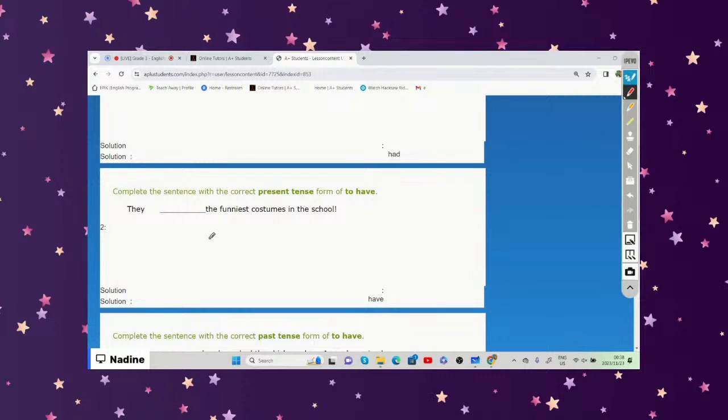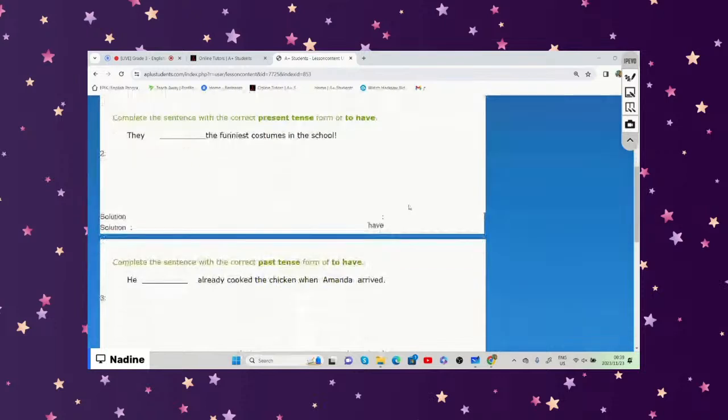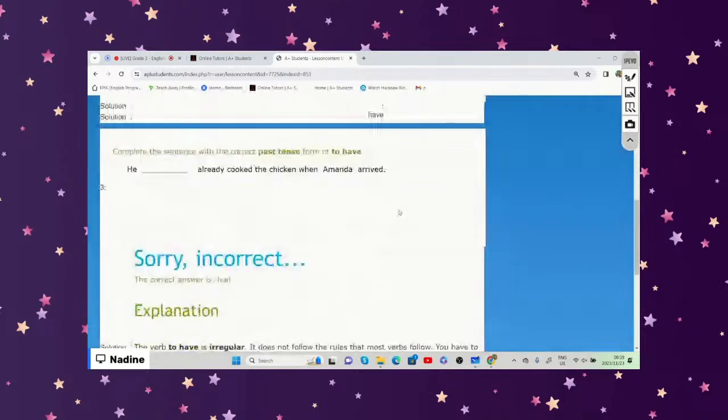So if we choose the correct one, we can say they have the funniest costumes in the school. So they have the funniest costumes in the school. Have. So have is correct. Remember, had is in the past tense.